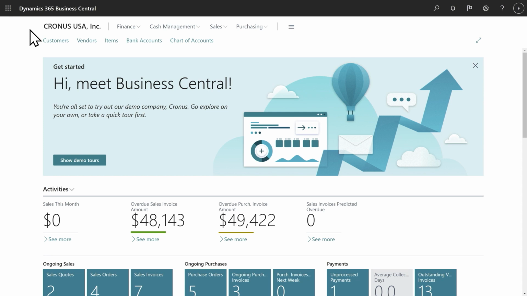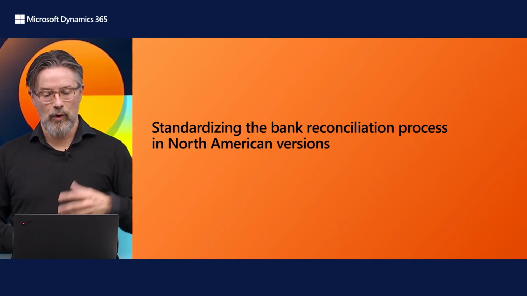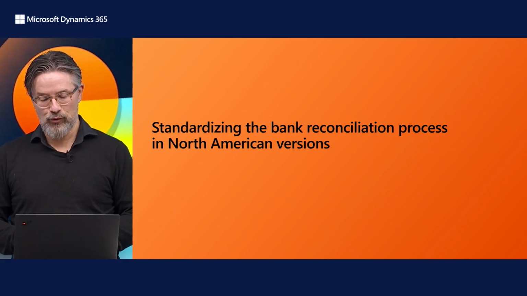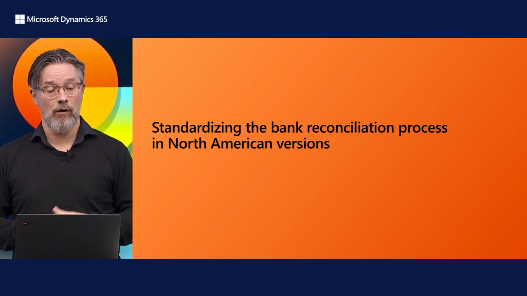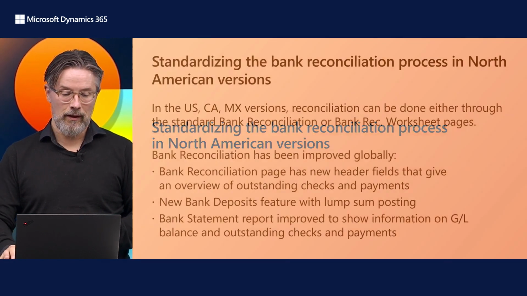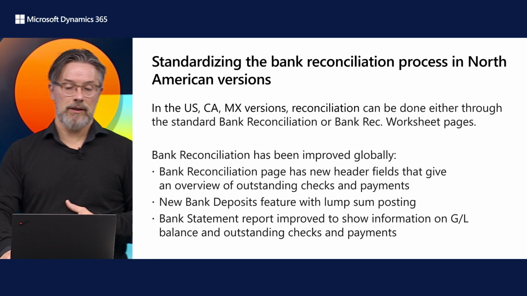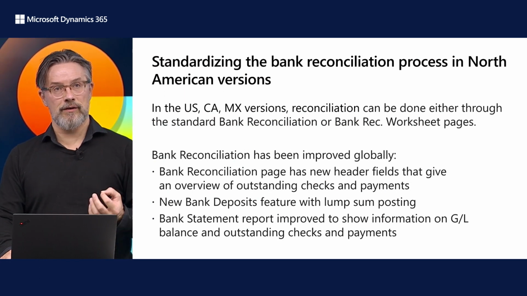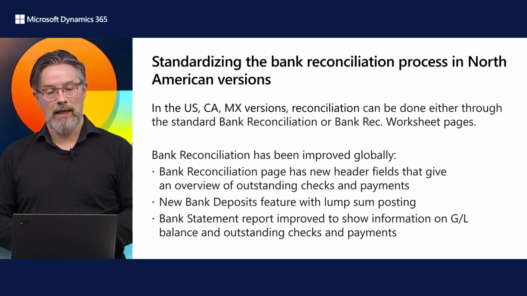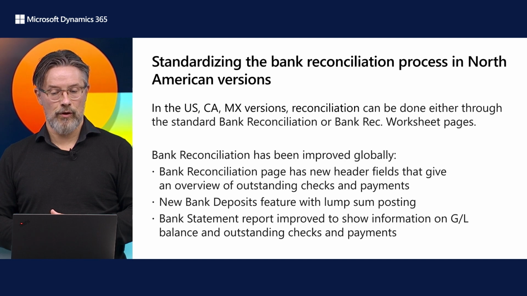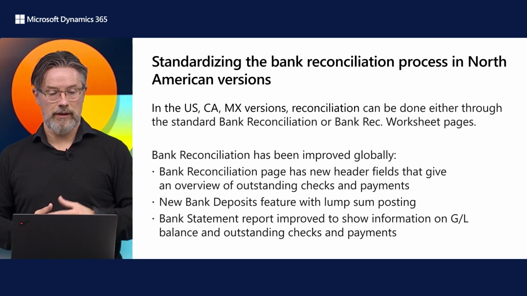So now I'm in a US version. In this version, we are adding new capabilities that were already present in the US version. We want to improve the reconciliation process so that we have one single common bank reconciliation process, also for the North American versions. We did some improvements. Now we have a bank reconciliation in standard, like W1, the side-by-side, that does all the bank rec worksheet did in the US version or in the North American version.